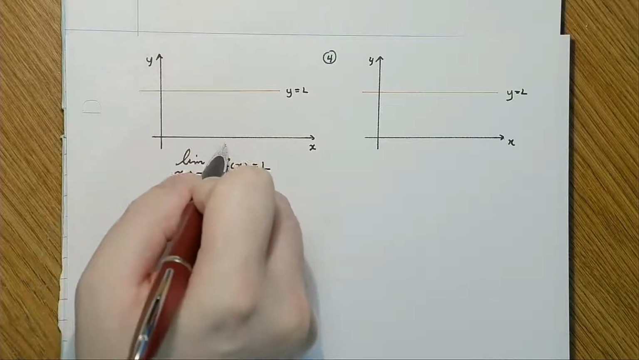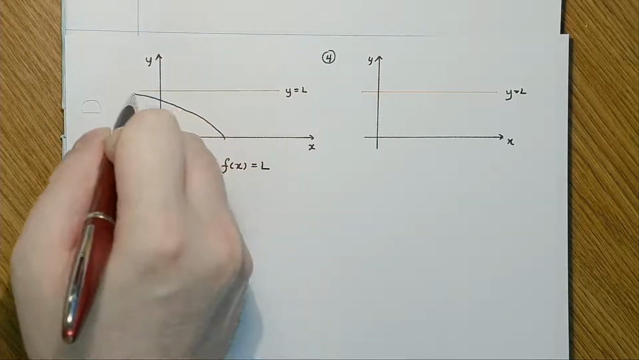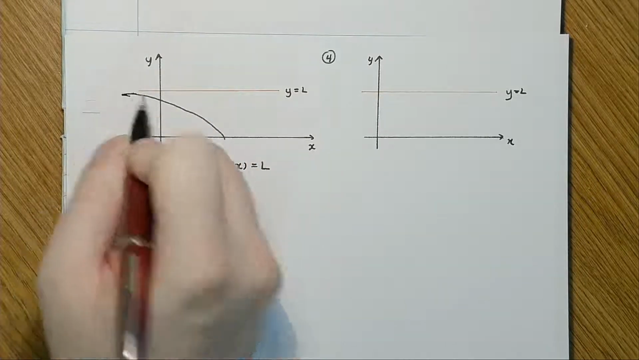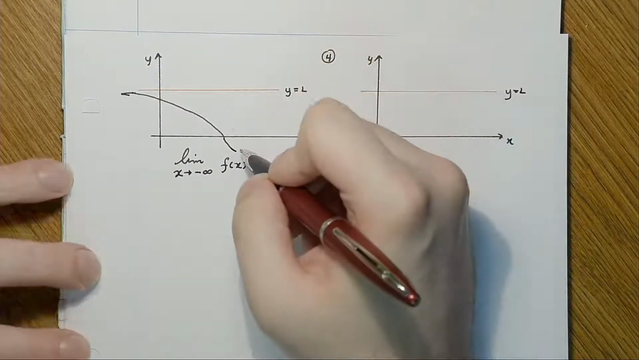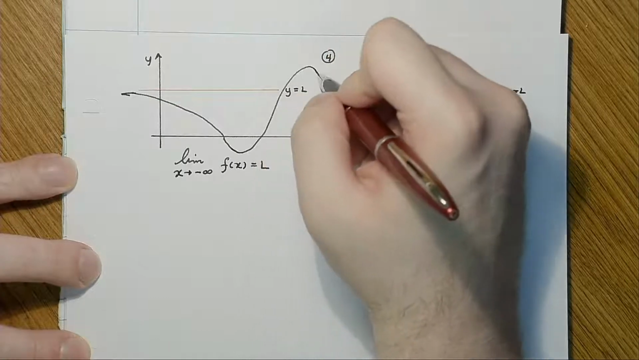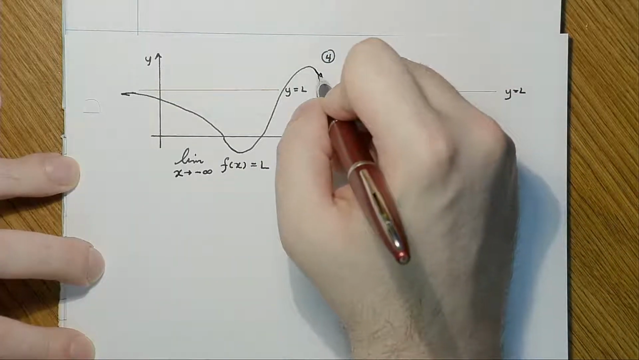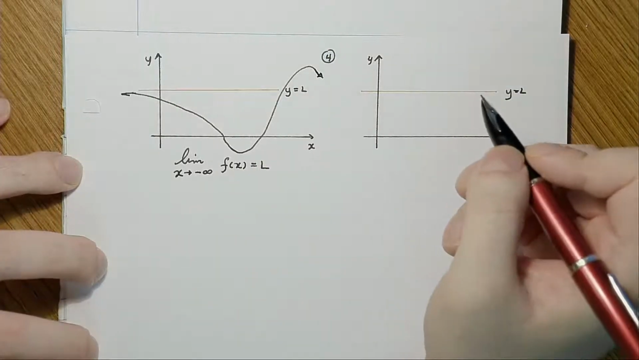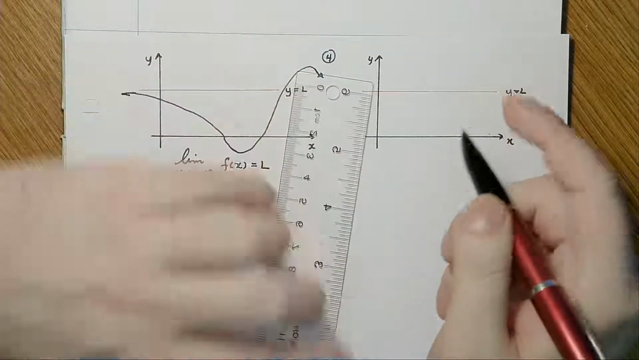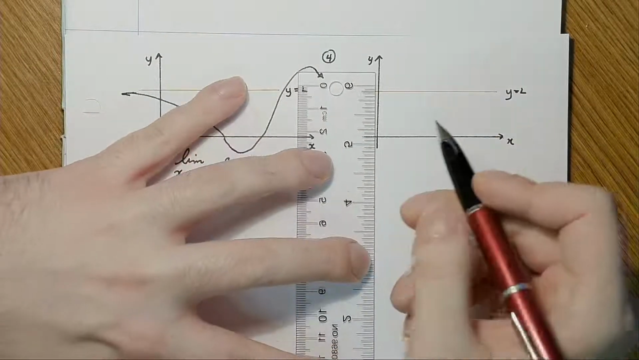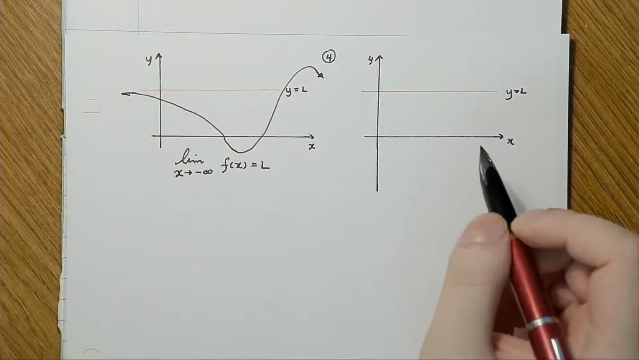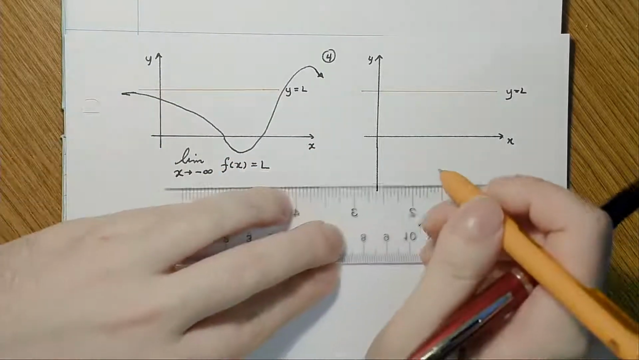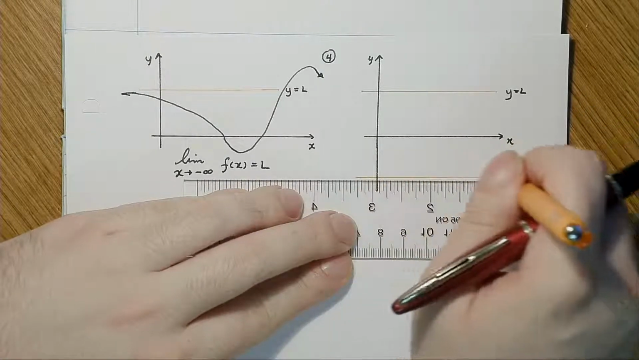So again, it could come up and approach it as well. Something like that. Oops, gotta be careful. There we go. And it could do some weird stuff before that. Something like that. Oh, and another thing, you don't necessarily have just one asymptote. Somebody might ask, what does it look like when there's 2?